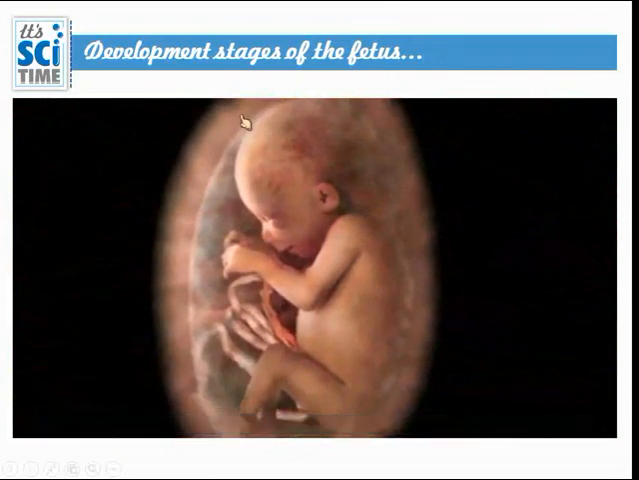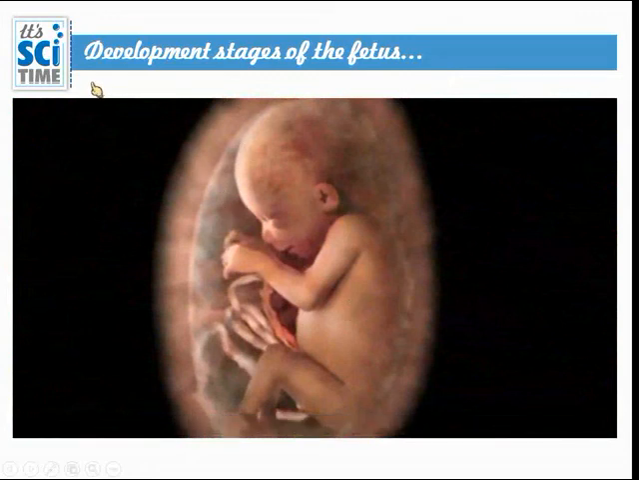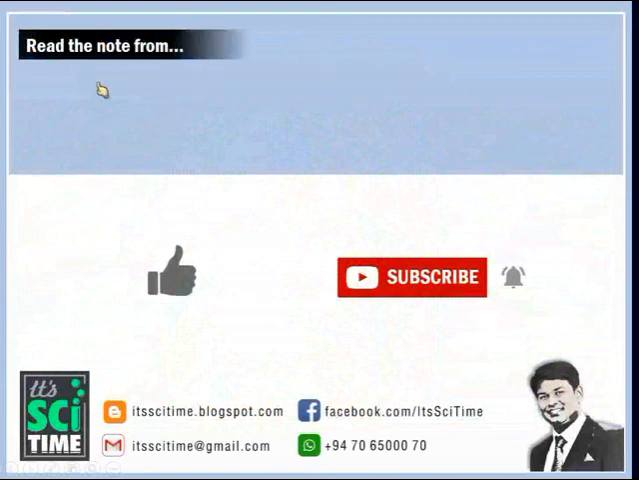Those are the development stages of a fetus, and the changes that take place while it stays in the mother's womb or the uterus. And the most vital facts about the female reproductive system we discussed today. And this is the end of this.